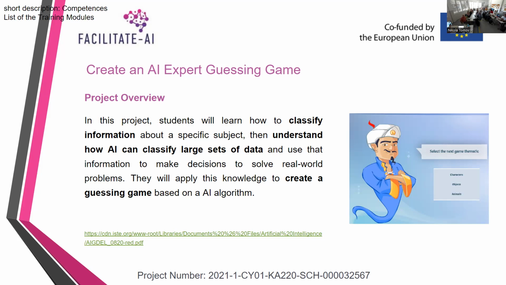So it's something that the brain can do, but artificial intelligence can do faster, better. There are a lot of data that it can treat, and they use that information to make decisions to solve real-world problems. And they should be able to create a guessing game based on AI algorithm.